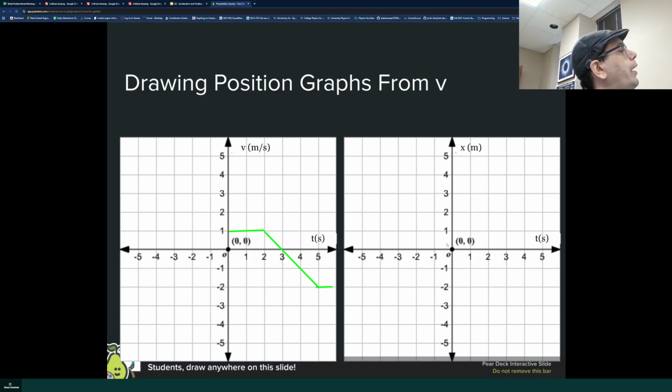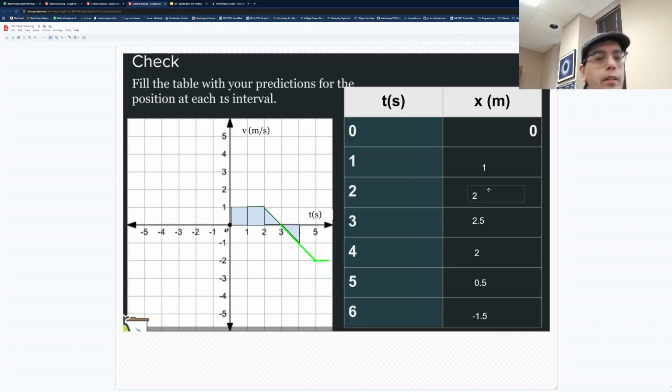And so your final answer will have the dots at each 1 second interval. I've already given you the 0, 0 dot. And then the lines or curves that connect them appropriately. So here's a reminder of those numerical values.